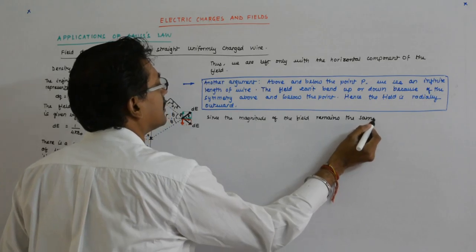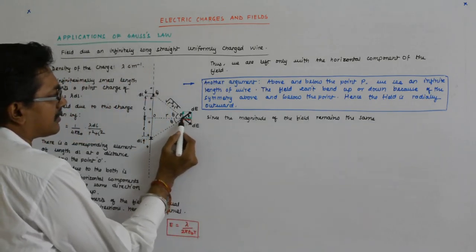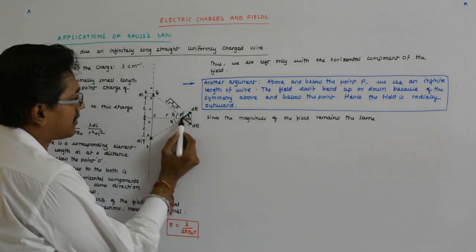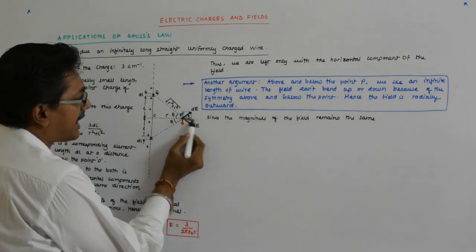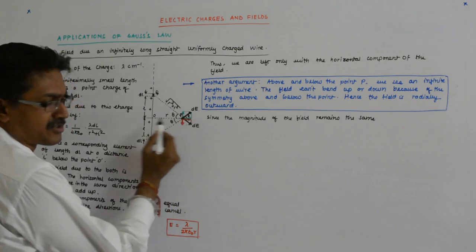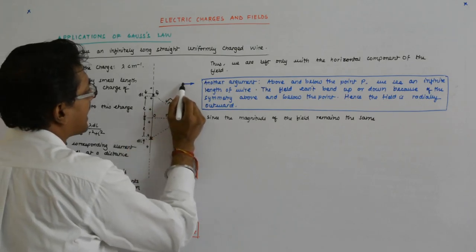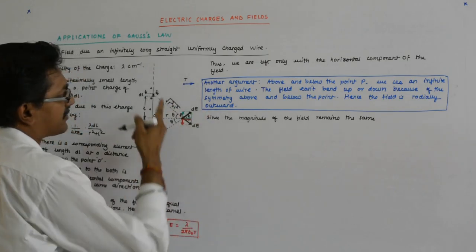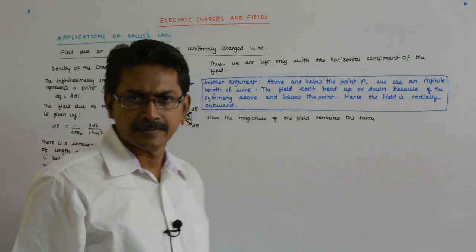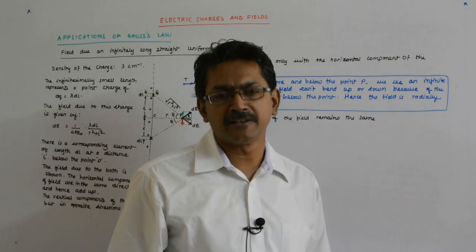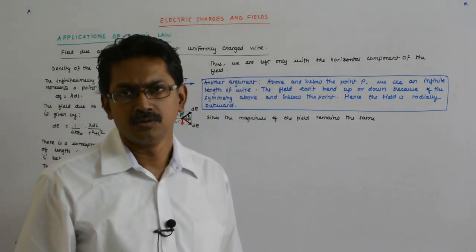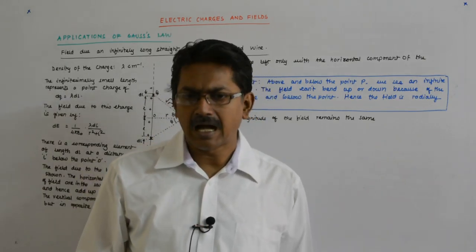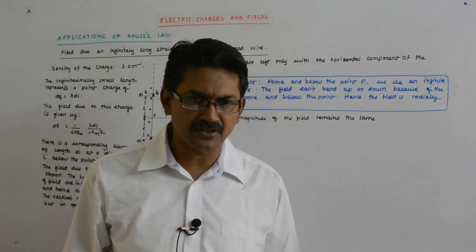Now what do you feel? I'm standing here, the total field that I experience here. See it? I'm standing at P and I see the total field in this direction. Or I stand at, say, T and see the field in this direction. Do you feel they'll be different? No. Why? Because there is a cylindrical symmetry. How do you know there is a cylindrical symmetry?